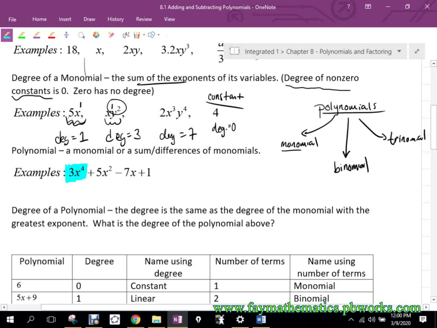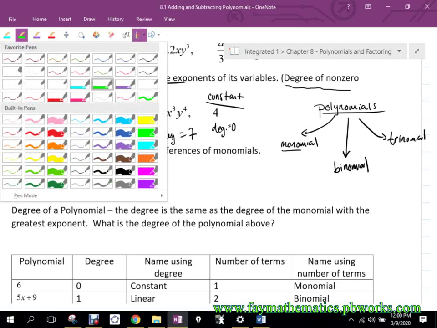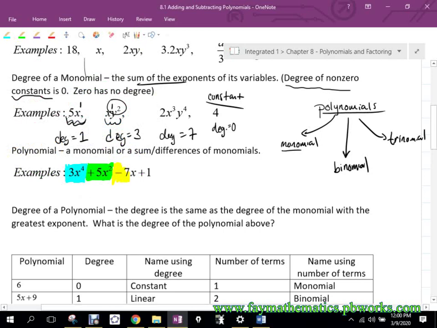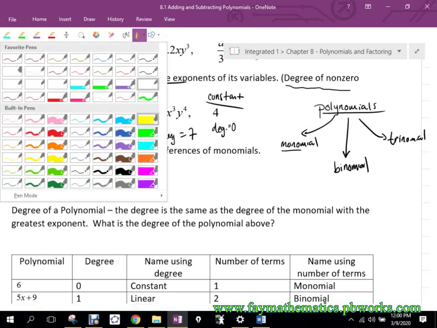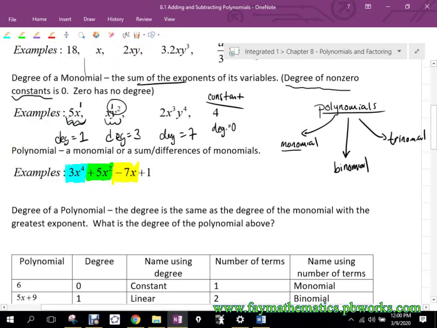So that 3x to the 4th, I'm going to highlight this positive 5x squared. You guys remember combining like terms previously, right? I'm going to highlight this negative 7x. We're going to talk about that here in a little bit. We've got to talk about what establishes like terms for us. Good question, but we'll get there soon.